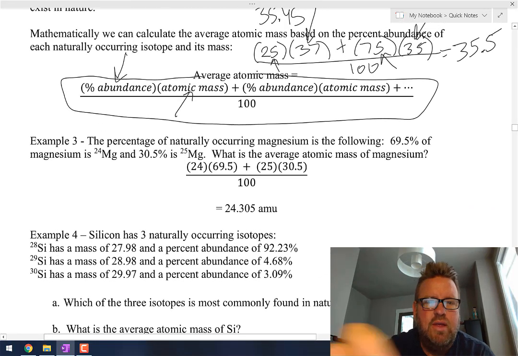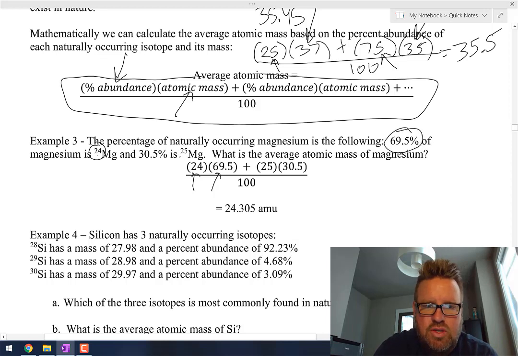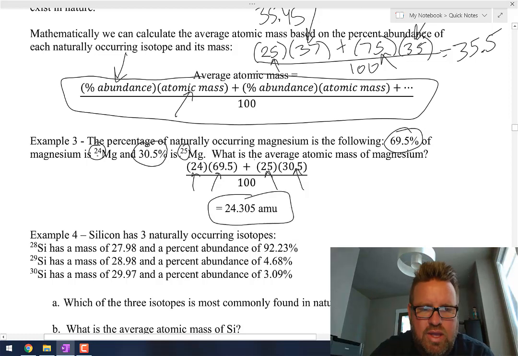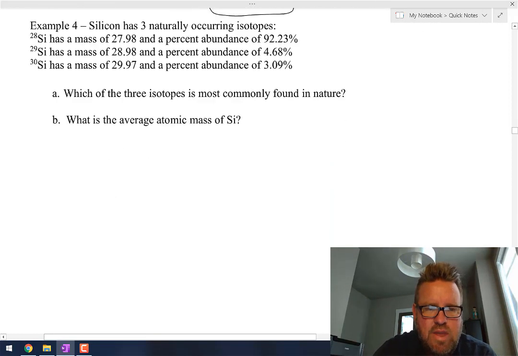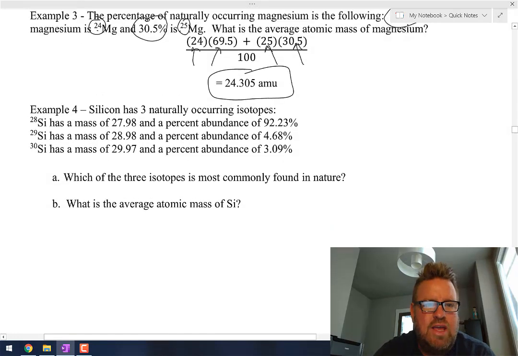Okay, example 3. The percentage of naturally occurring magnesium is 69.5% magnesium 24, 30.5% magnesium 25. What's the average atomic mass? Again, notice my work here. I took the mass times its percent, so I took the mass 24, times it by its percent, took the second mass 25, times it by its percent 30.5, added them up, divided by 100, and you get 24.305.